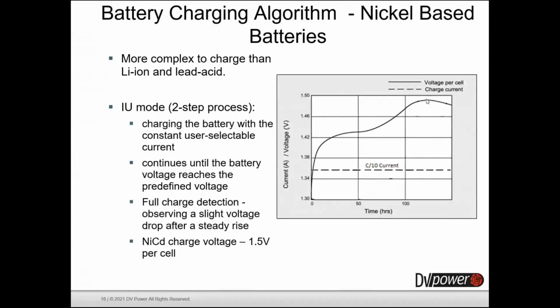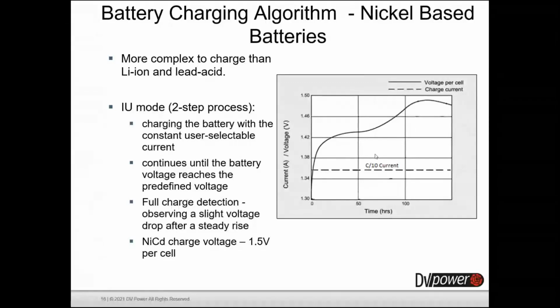A widely used method for charging nickel-based batteries is the constant current mode. This is charging the battery with a constant, user-selectable current, as we can see here on the dashed line, and this continues until the battery voltage reaches the predefined voltage, 1.5 volts per cell, something like that. It's always given by the manufacturer, but it's always around 1.5 volts per cell. Full charge detection is by observing a slight voltage drop after a steady rise, and we can see it at the end of the diagram here.